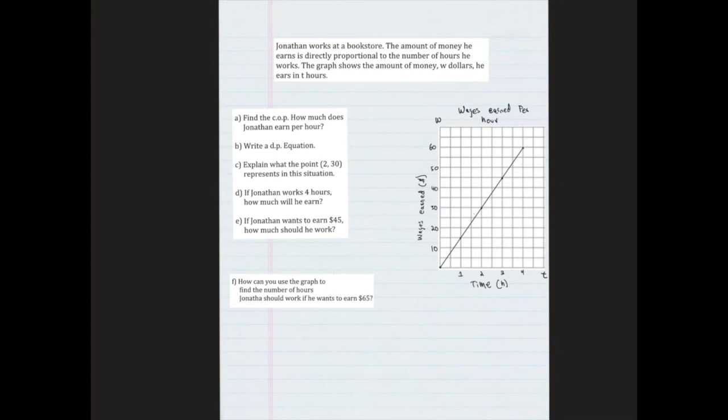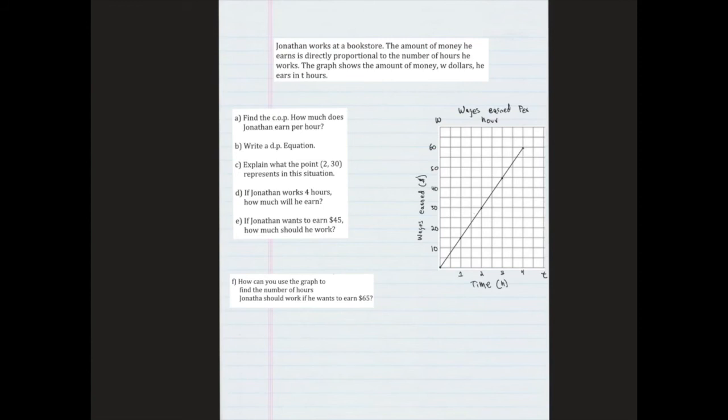Your graph is blank, but they actually give you this graph, so I've written it down here if you want to copy it down. You can also see it more clearly if you look at the textbook. Okay, the textbook has the graph. But what we're going to do is decipher this graph and answer these questions A through F. So let's take a look. Find the constant of proportionality. How much does Jonathan earn per hour?